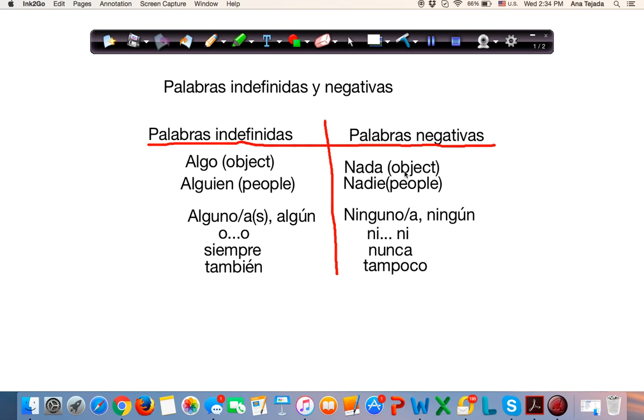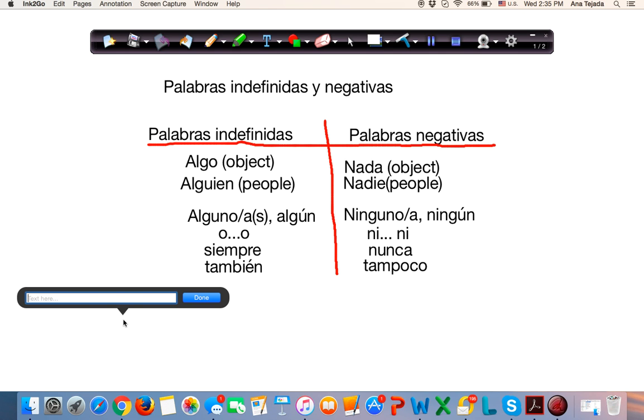Like I said, alguien and nadie are used to talk about people. So there are some cases, not always, when we're going to use these ones with a personal a. Let's look at some examples.